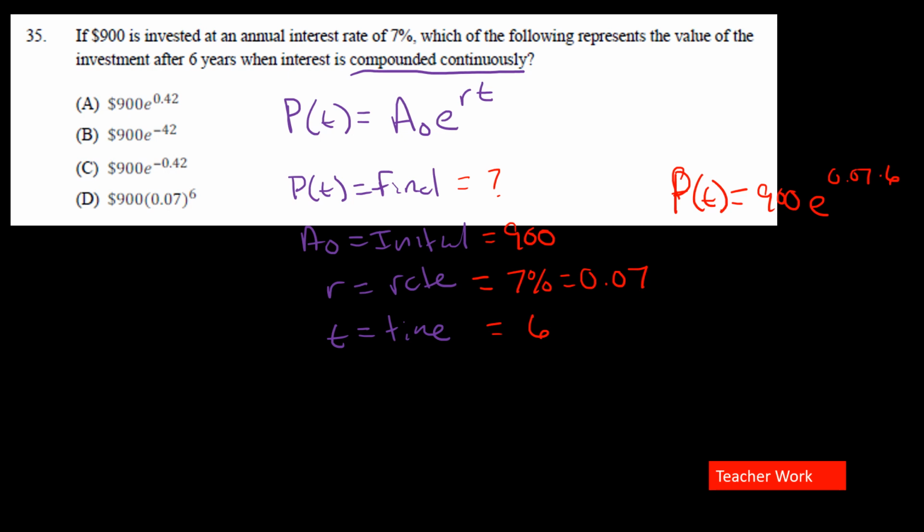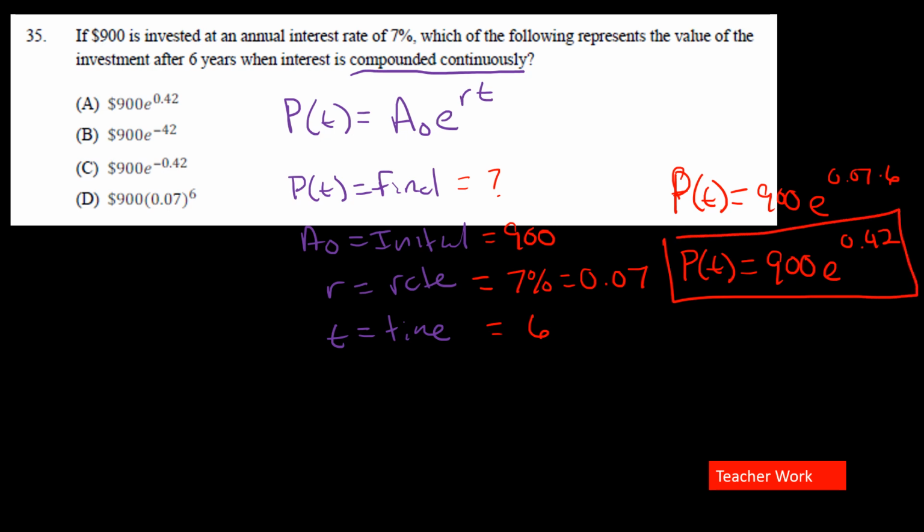Okay, well that doesn't match anything yet. We see all these little 42s here. What they did is they multiplied 0.07 times 6. So that would be P of t equals 900 e to the power of 0.42. And there we go. So our answer choice here is letter A.